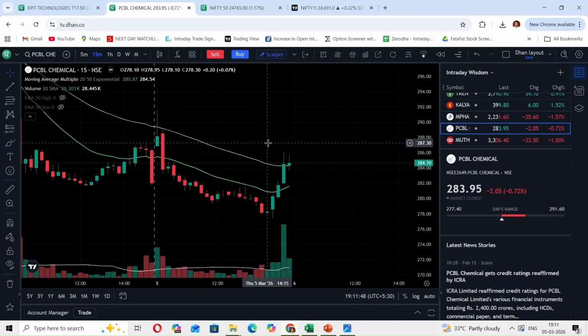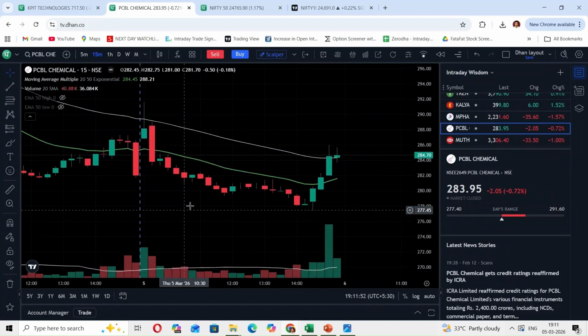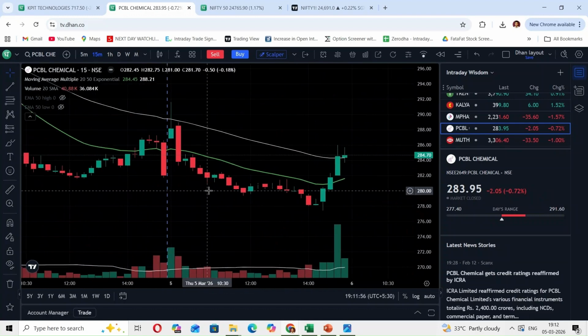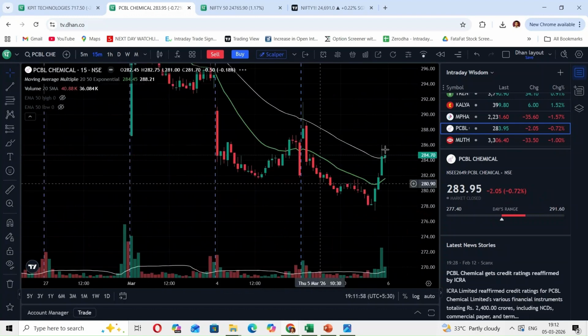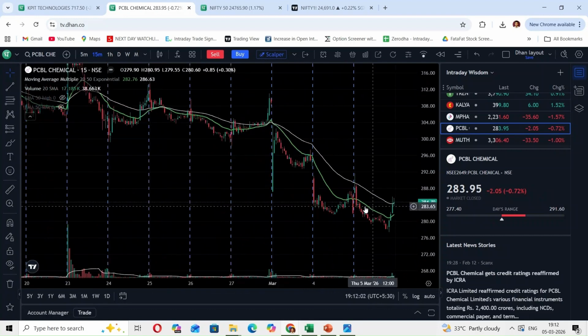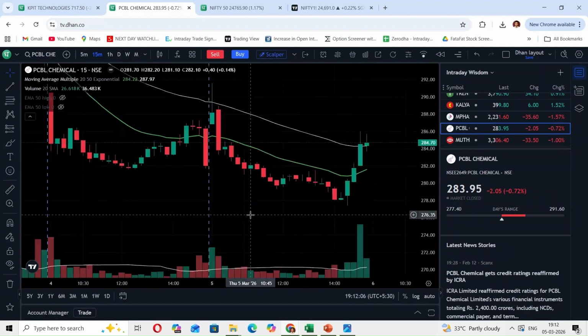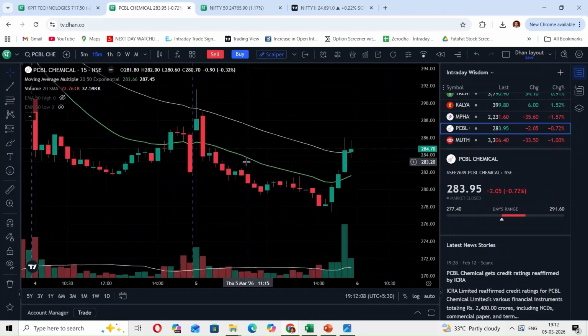The next trade was in PCBL. See here, a perfect inside candle setup was formed. First candle, second candle, 20-50 MA trending down. Also, the higher time frame trend is in a downtrend. See here, perfect. So I took a trade at the low of this candle. High was my stop loss.